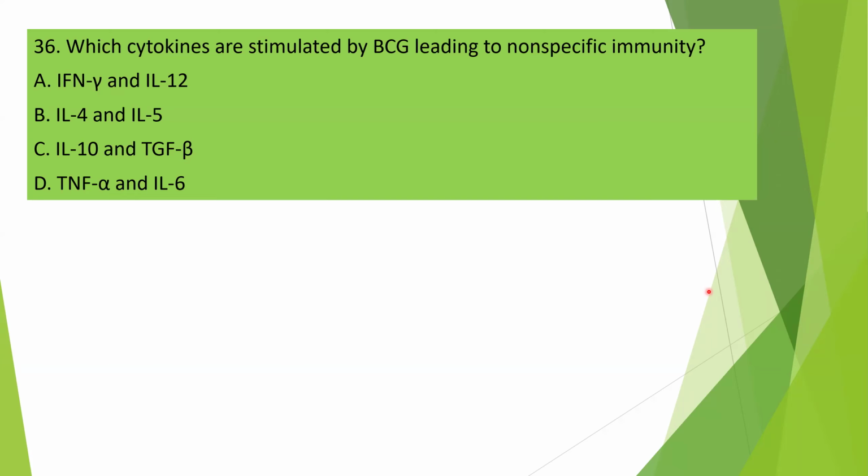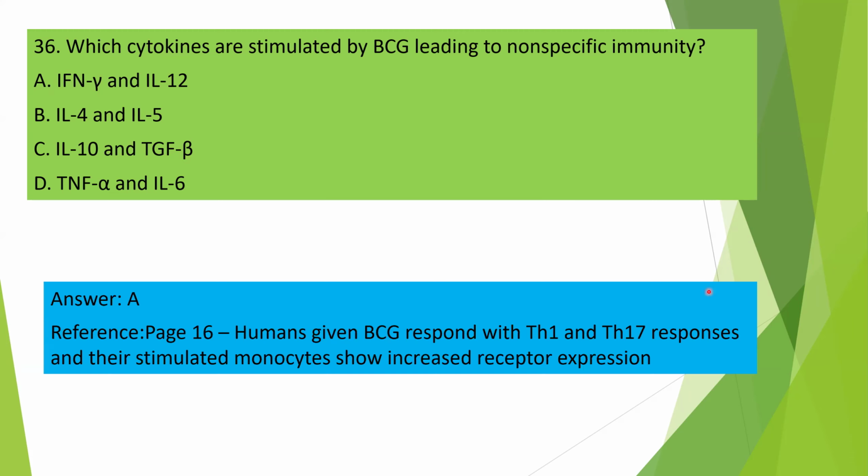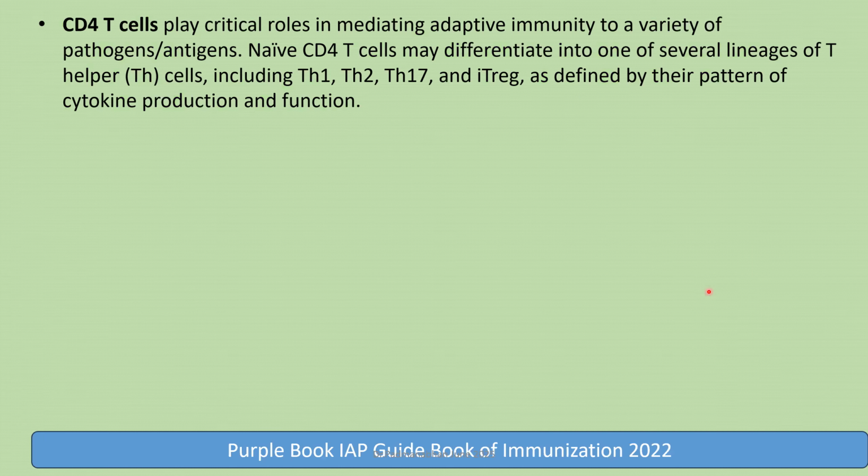Cytokines are stimulated by BCG, leading to non-specific immunity. Which cytokines? TNF alpha and IL-6. I don't think that's the answer they gave. I didn't find it anywhere. Okay, read it. It's given as IFN alpha and IL-2 there. I think there's something wrong with the answer in this. Read through it, and then we'll read the explanation also. When given BCG, they respond with a T helper cell 1 and T helper cell 17 response, and their stimulated monocytes show increased receptor expression. That answer is not there in that question actually.